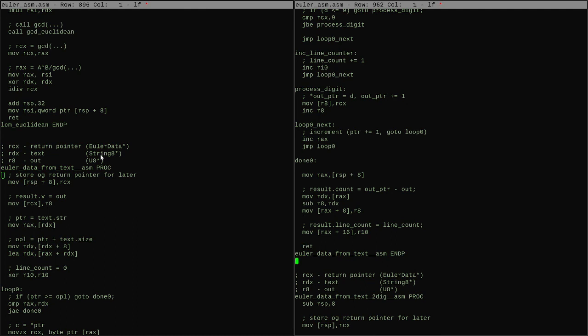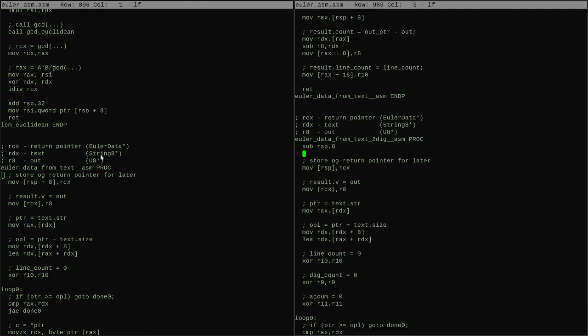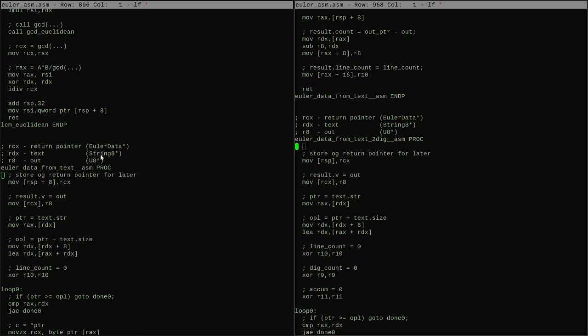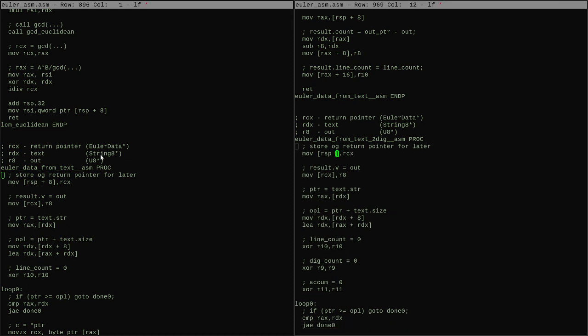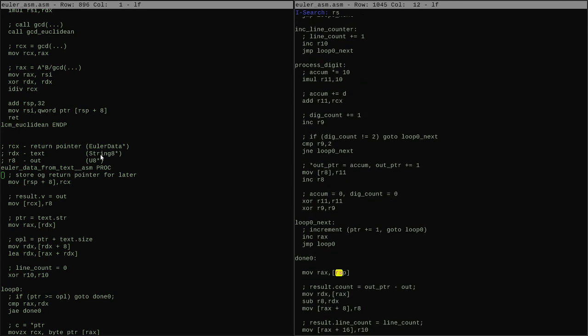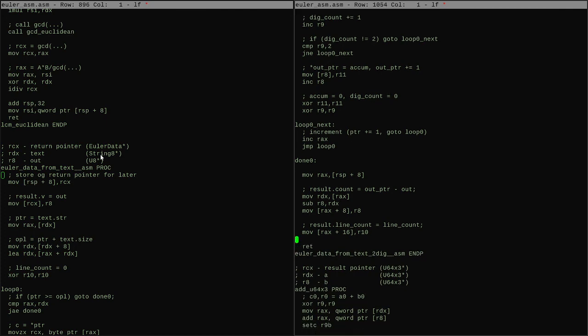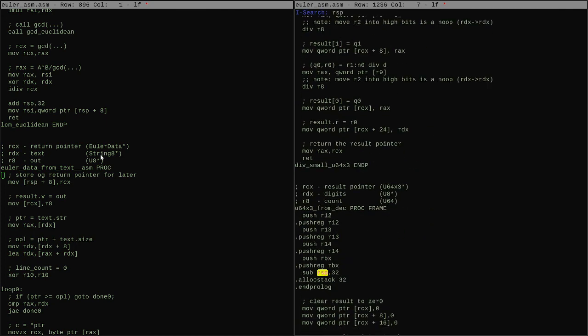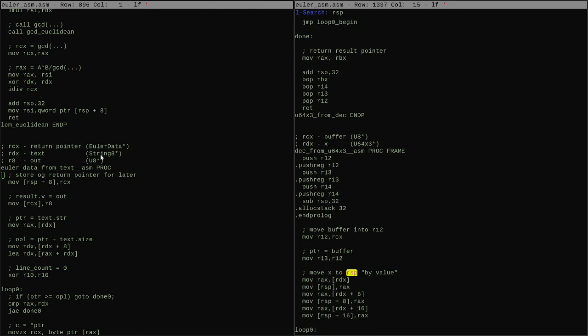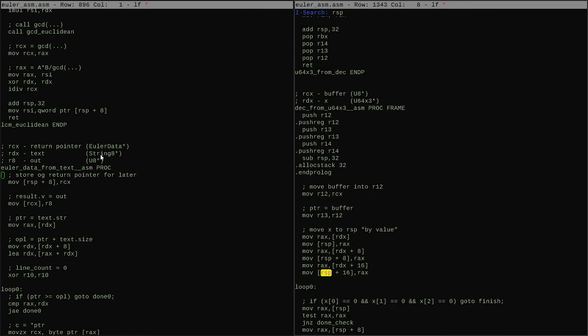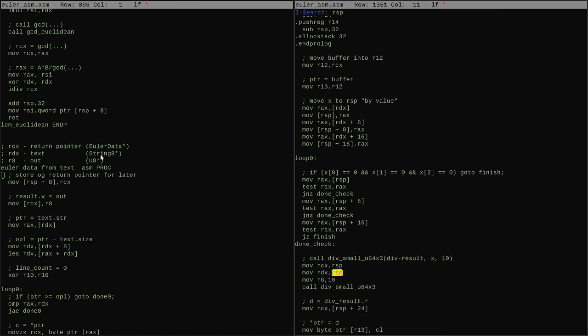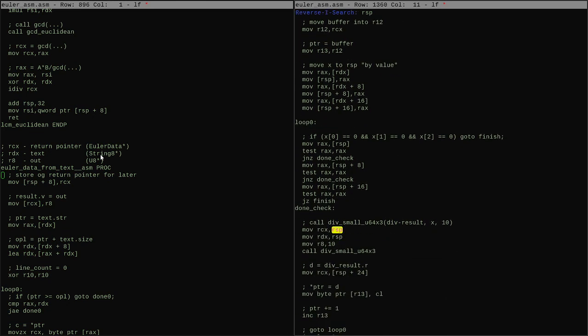Okay. No stack allocation there. Alrighty. Again, don't need that. Switch to using the shadow space. RSP plus 8. RSP. Oh, these are all fine. These are all fine.